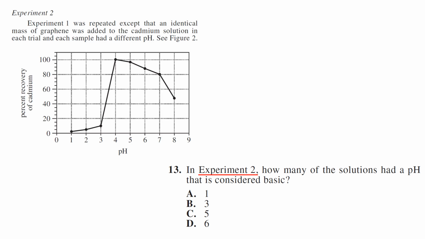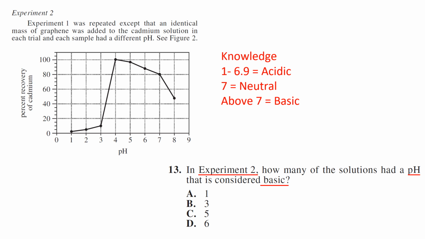In experiment 2, how many of the solutions had a pH that's considered basic? So there's some knowledge here. It's probably the most common tested knowledge question on the ACT: when is something basic or alkaline, neutral, and acidic, based on the pH table. So 1 to 6.9 is acidic, 7 is neutral, above 7 is basic. We have one data point above 7, so your answer is A.